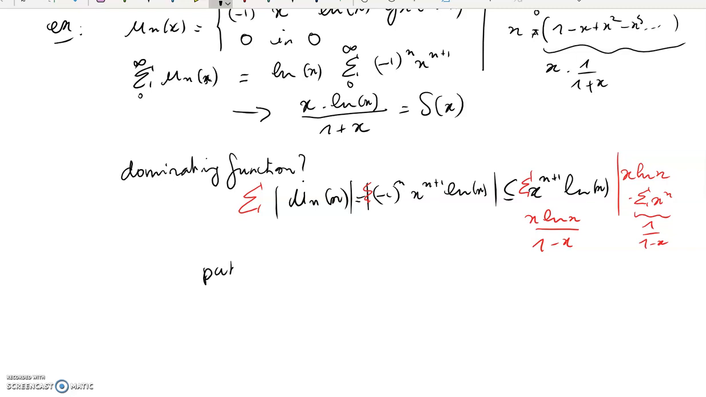That's dominating. We still have to see if it satisfies the integrability condition. So let's put g of x equal to x times log of x divided by 1 minus x. Okay, is that integrable?